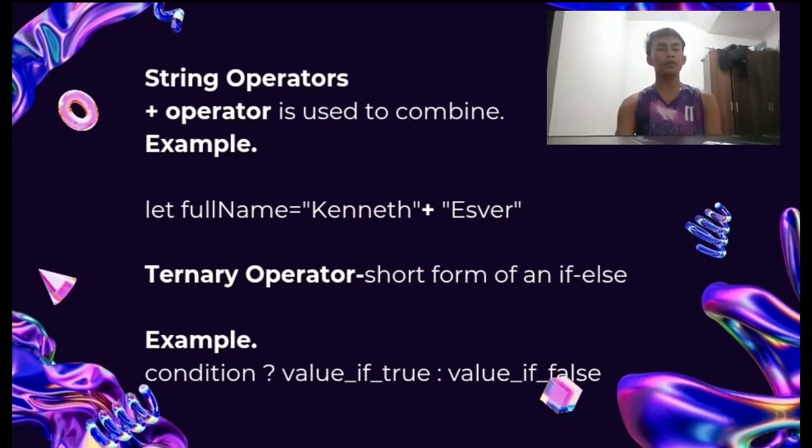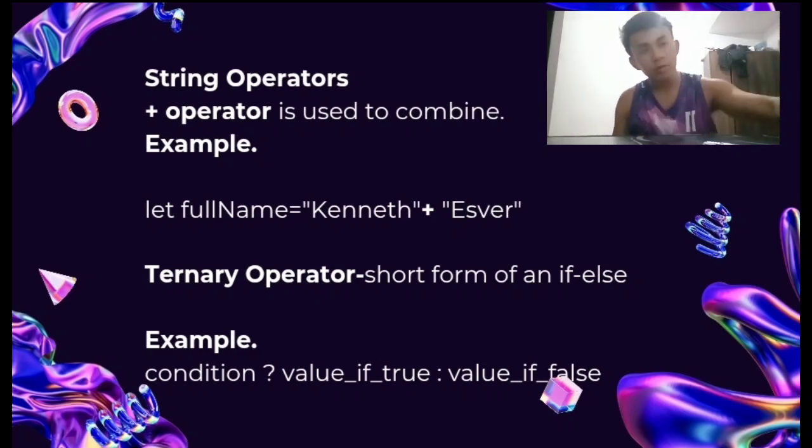So the string operators are used to combine text. For example, "kinit" is a word and "kinit" is a word, so those two get combined into one string, which becomes a full name. That is the string operator.